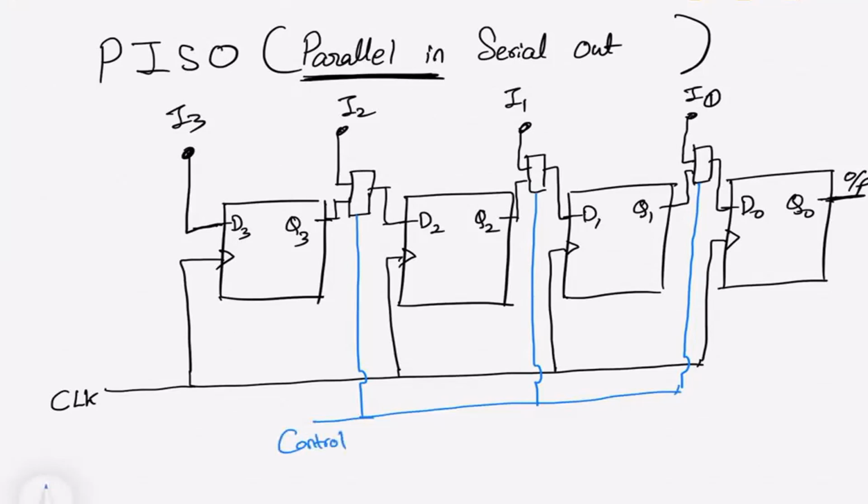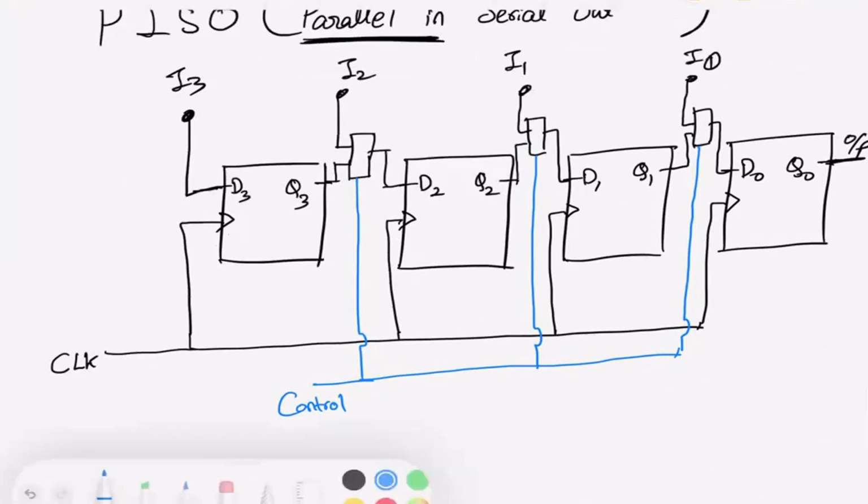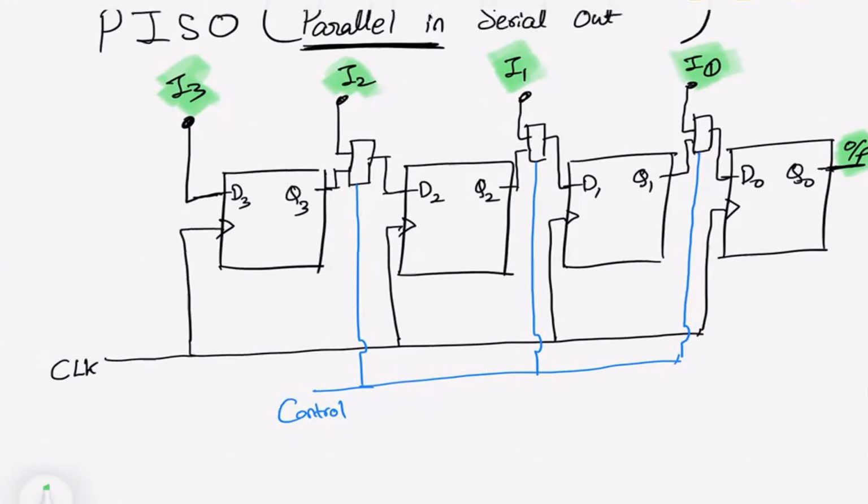Okay. So now we will see how this architecture will work and how we can store our data in a parallel manner. Since we are storing our data in a parallel manner, we have 4 bits, I3, I2, I1 and I0, which we want to store, and we want our output from this single point, which is output or Q0. So now we will see how this circuit will work, and we will see the functioning of this parallel input serial output.